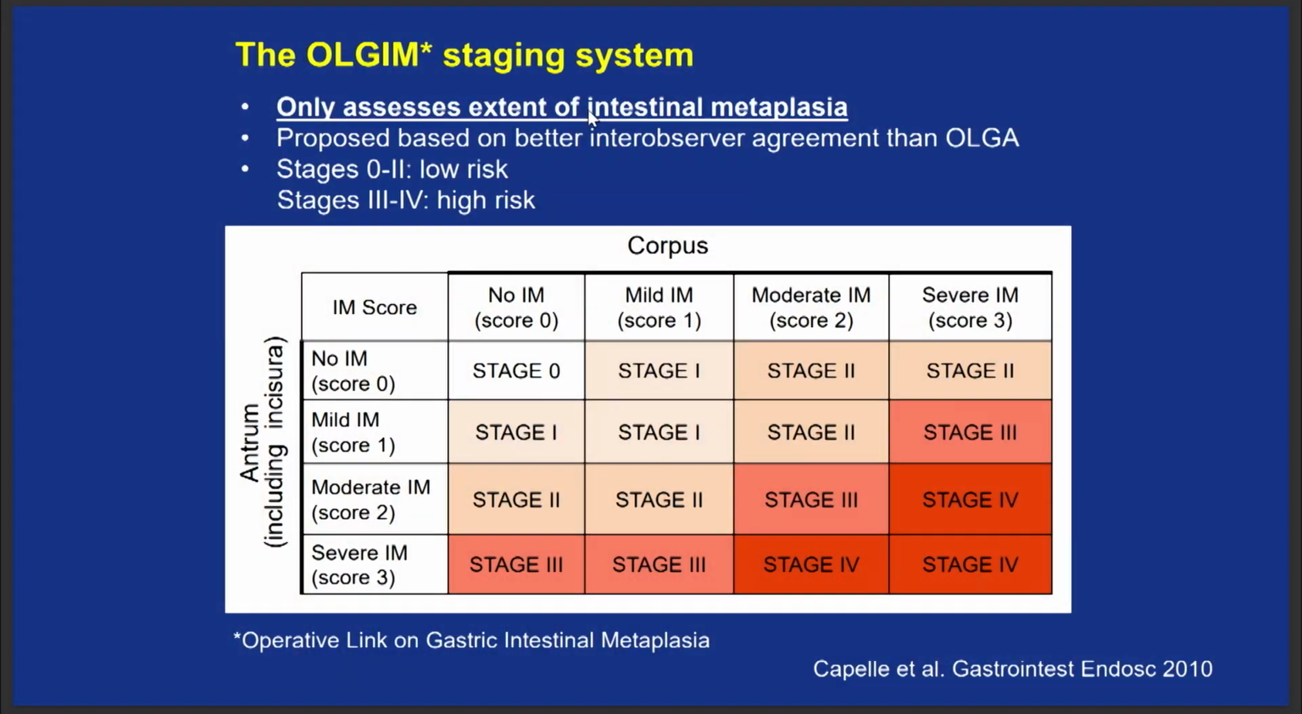The OLGIM system is a similar system, but only assesses the extent of intestinal metaplasia, and was proposed based on better inter-observer agreement than the OLGA. The stages are the same, but one important thing to mention is that the OLGIM stage can never be higher than the OLGA stage, because the OLGA includes intestinal metaplasia too.